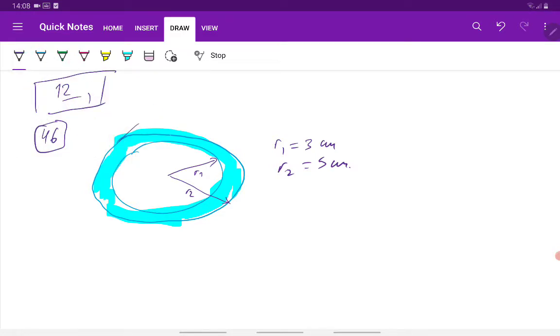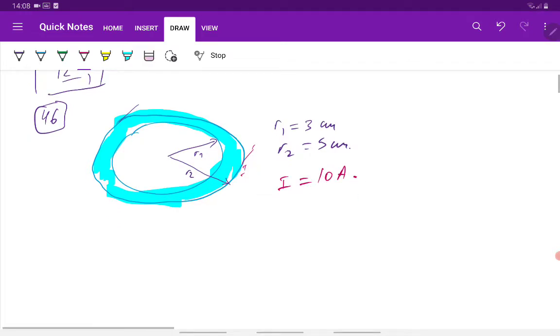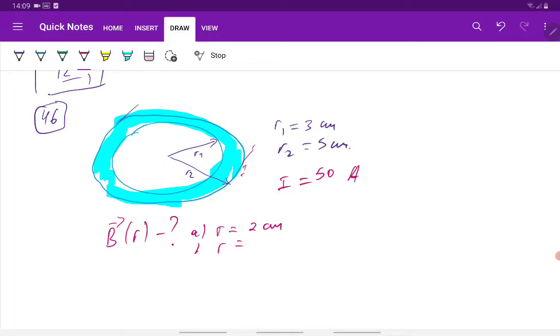Let's just put it here. Here we have current going in that direction. So I equals 10 amperes. Oh, sorry, 50 amperes. Calculate the magnetic field, so B is not known, at r equals 2 centimeters, r equals 4 centimeters, and r equals 6 centimeters.